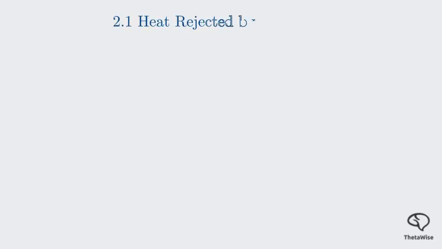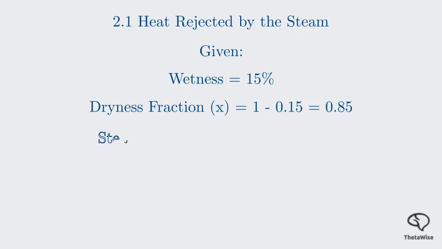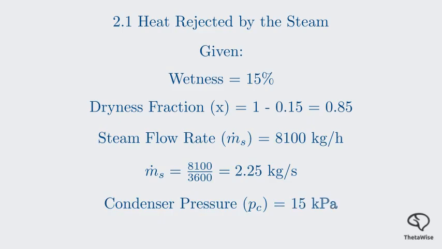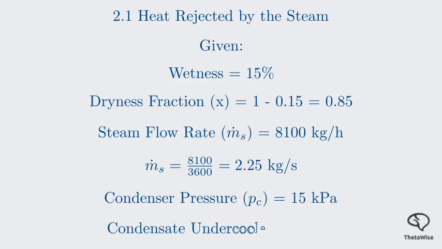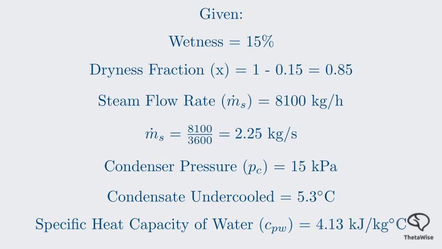2.1. Heat rejected by the steam. Given: wetness equals 15%, so dryness fraction x equals 0.85. Steam flow rate, m_s, equals 8,100 kg per hour, which is 2.25 kg per second. Condenser pressure, P_C, equals 15 kPa. Condensate undercooled by 5.3 degrees. Specific heat capacity of water, C_PW, equals 4.13 kJ/kg°C.